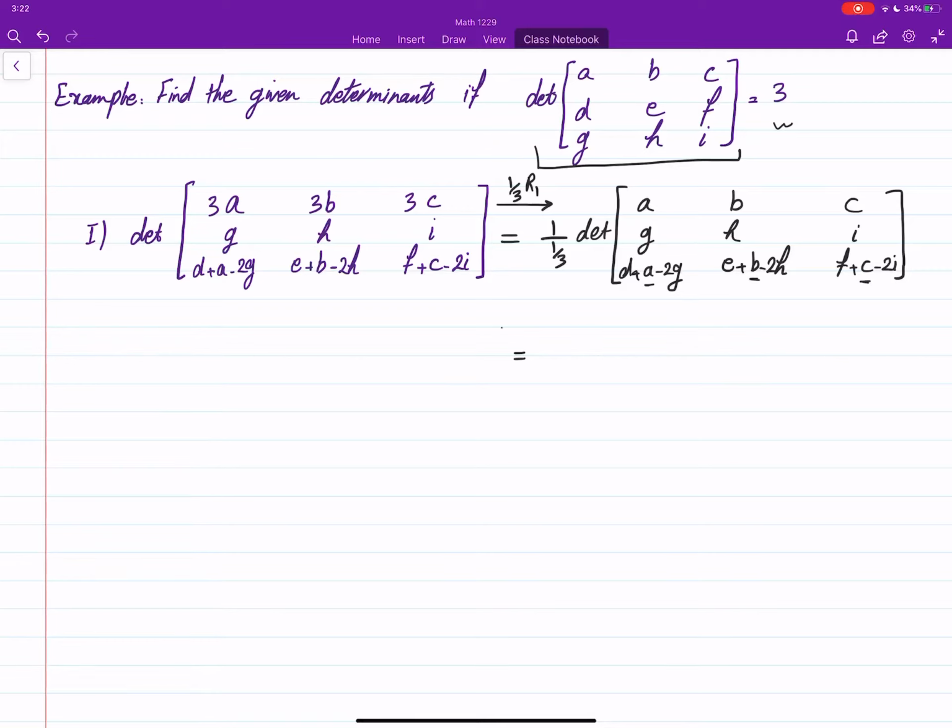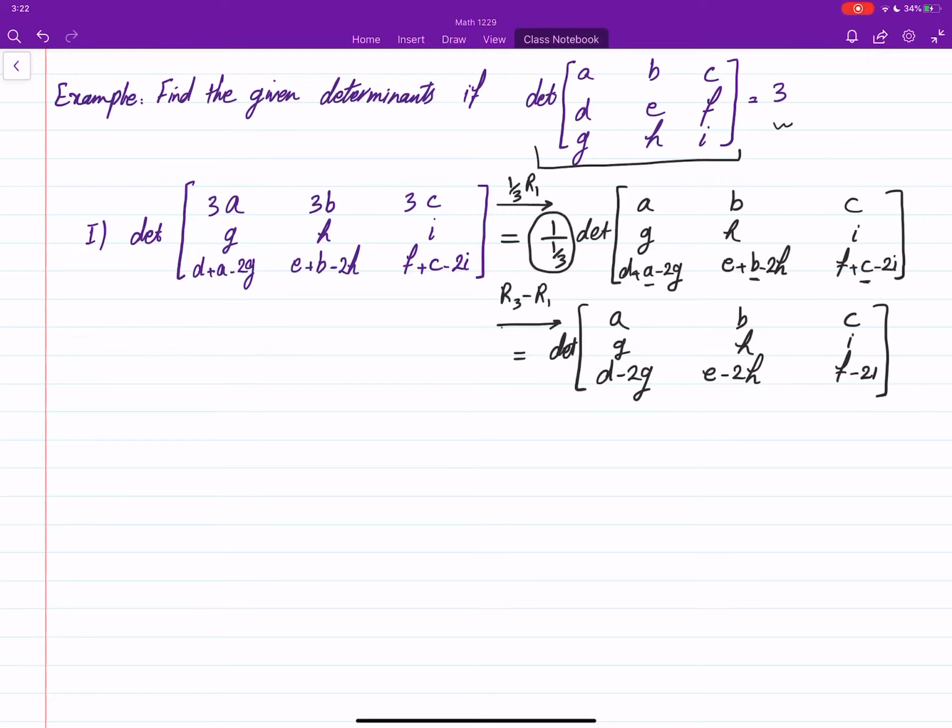So if I subtract row 1 from row 3, what will stay there will be D. You see A cancels with A, minus 2G, E minus 2H, and F minus 2I. And everything else stays the same. We know that this doesn't change the determinant, but we had 1 over 1 over 3, which is equal to 3 from before, so we have to carry that over.